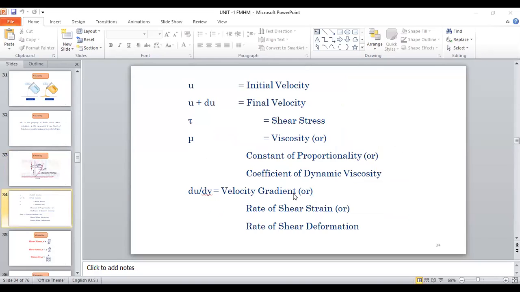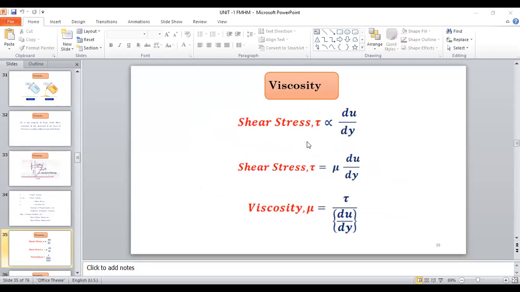du by dy, velocity gradient or velocity profile, right? Rate of shear strain. So shear stress tau should be directly proportional to the change in shear strain, du by dy. Therefore, removing the proportionality constant, we get a constant of dynamic viscosity, that is mu, the coefficient of dynamic viscosity. So tau equal to mu du by dy, and from this, mu equal to tau by du by dy. This is the equation we use to find the viscosities of different fluids.